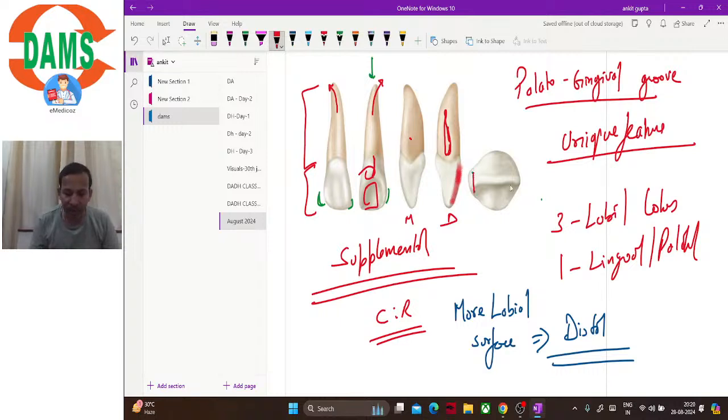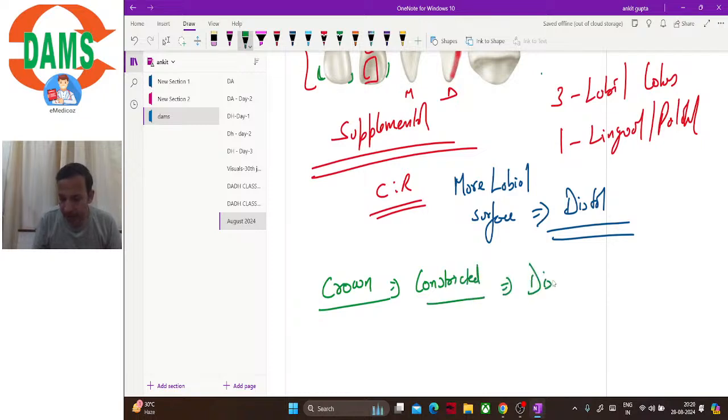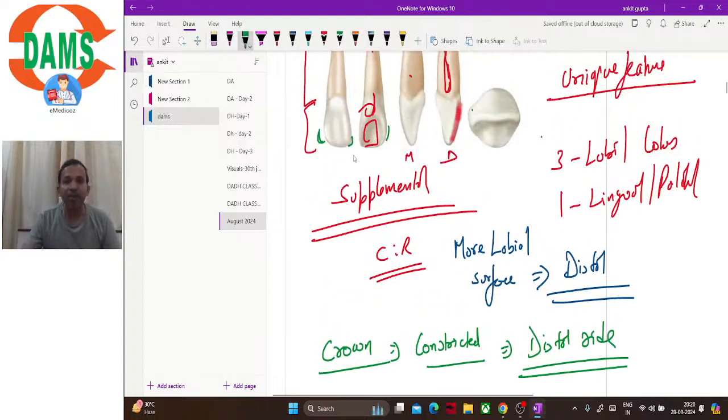Also, we have discussed the labiolingual dimensions on the mesial and distal half of the crown, and we know that it is greater on the mesial half as compared to the distal half, right? So you can say that the crown is constricted on the distal side, right? The crown appears constricted on the distal side, isn't it?